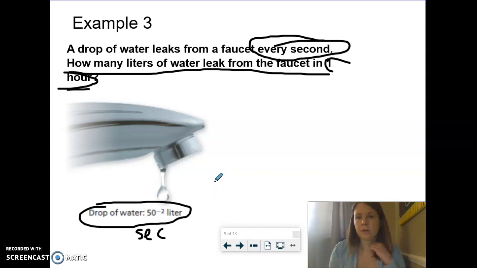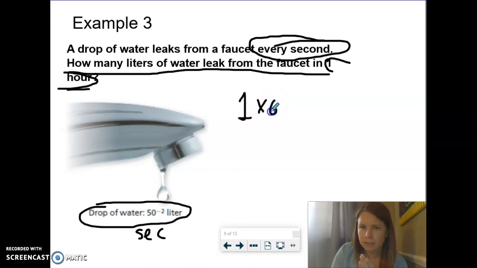So the first thing we need to do is convert this hour into seconds. If we are going to think about converting your hour into seconds, so you have 1 hour, we're changing it to seconds. So we have to go from an hour to minutes. Well, every single hour has 60 minutes, so I'm going to multiply it by 60.